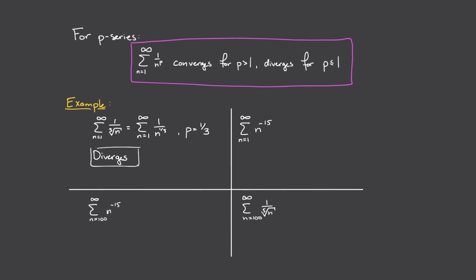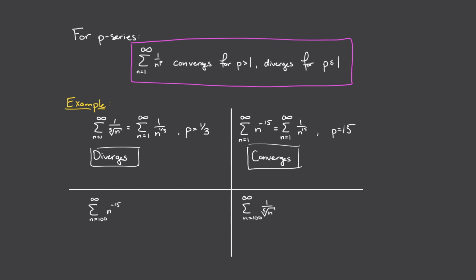Next, let's look at the sum from n equals 1 to infinity of n to the minus 15. Again, we can rewrite this to get the sum from n equals 1 to infinity of 1 over n to the 15th. And so, we have a p-series with p equal to 15, and since 15 is bigger than 1, the series converges.